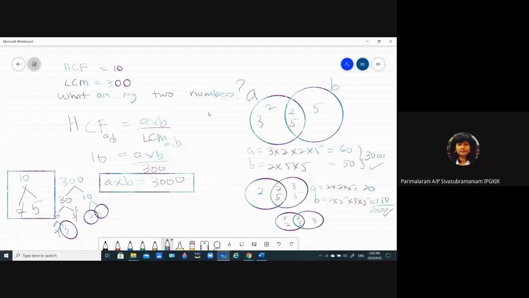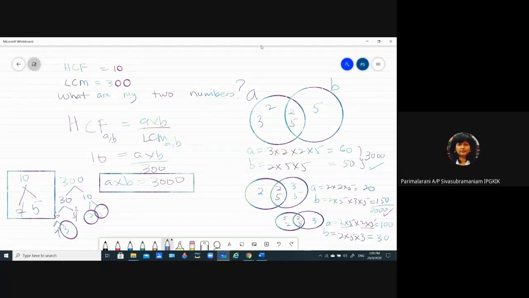Okay. So if it's like this, then A will be 2 times 5 times 2 times 5. How much is this? 10. 10. So this is 100. B will be 2 times 5 times 3. This is 30. So we have 3 different combinations.